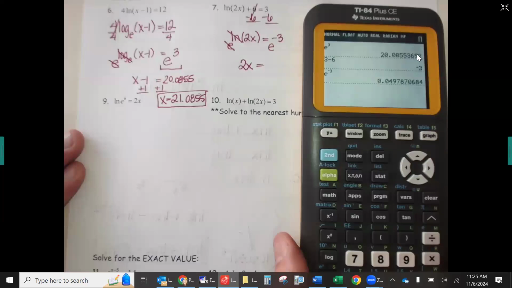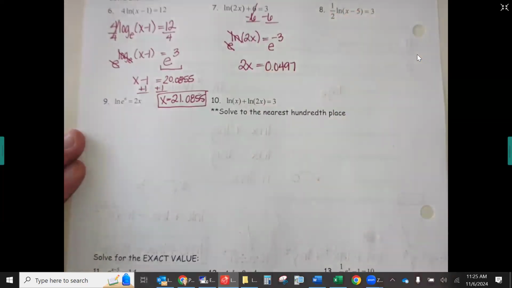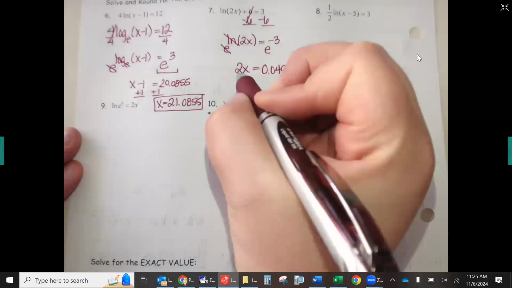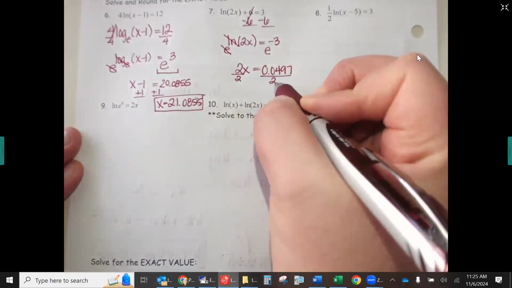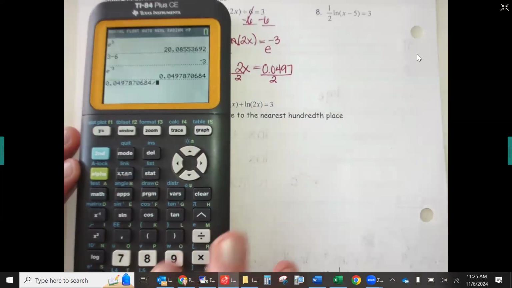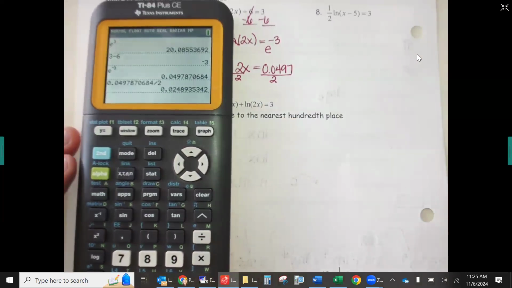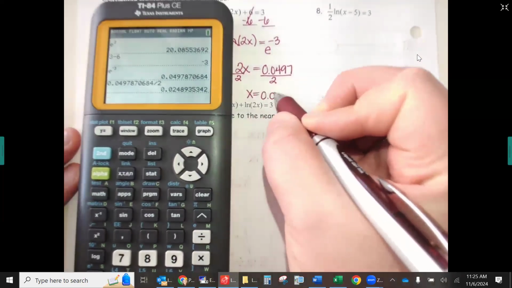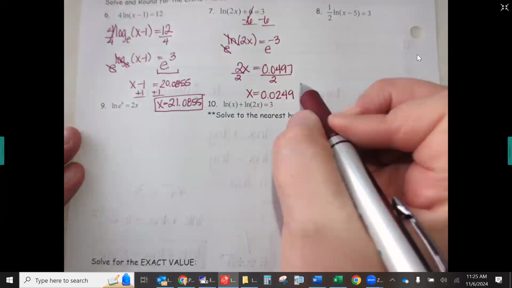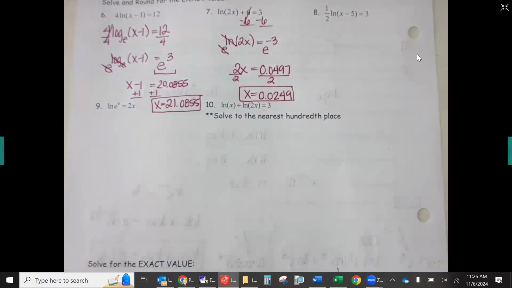Okay, it comes out to 0.0497. Then from there, what would the next step be? Divide by 2. Now remember, in your calculator, I know we talked about this last time, but you want to take the whole number and divide it by 2. Okay, don't shorten it until the very end. So my answer is going to be x equals 0.0249, because it's 8 followed by 9.